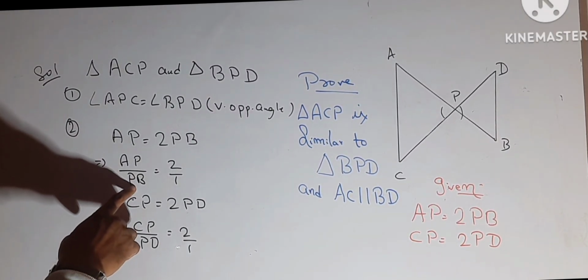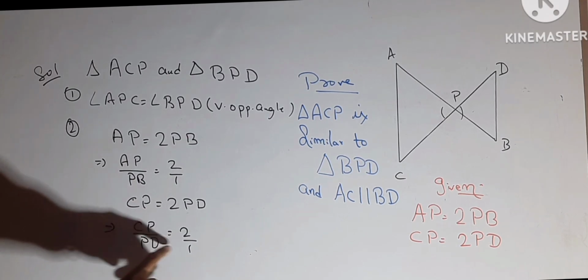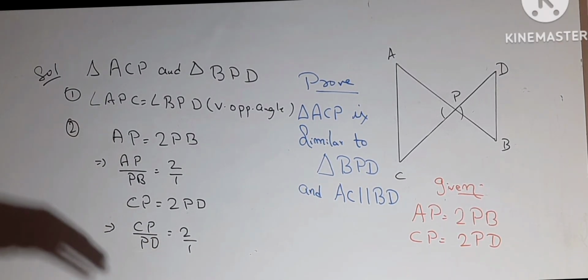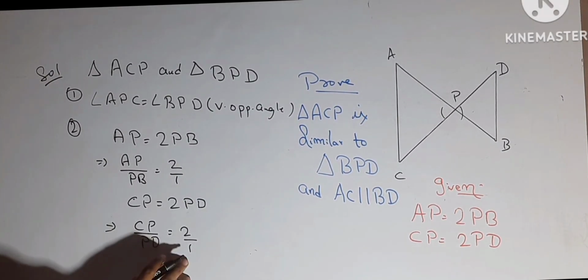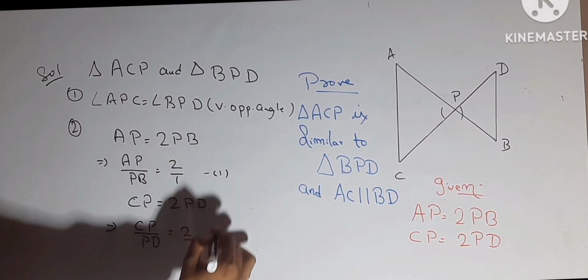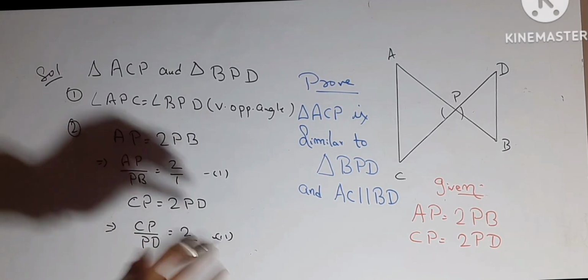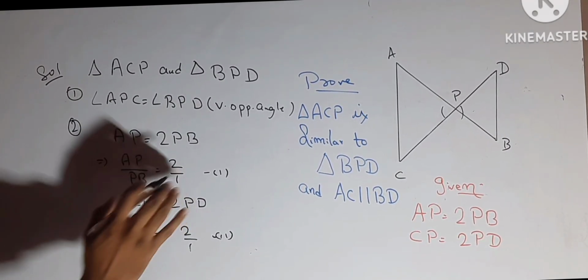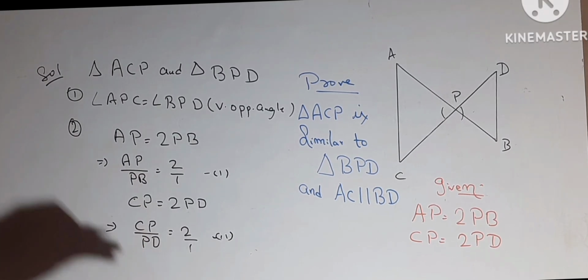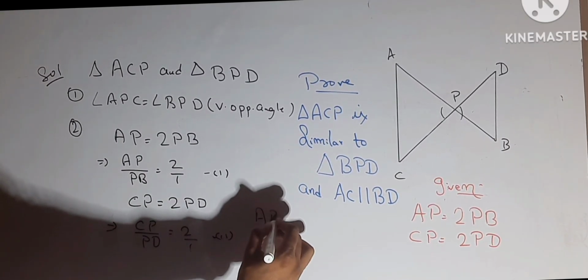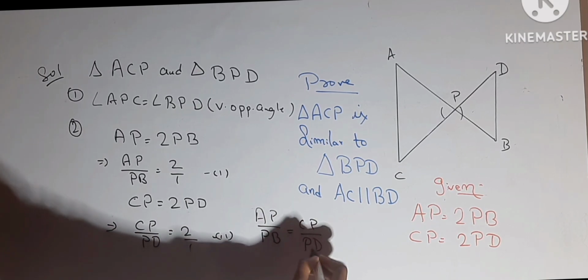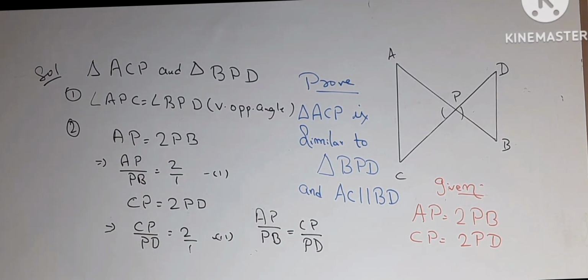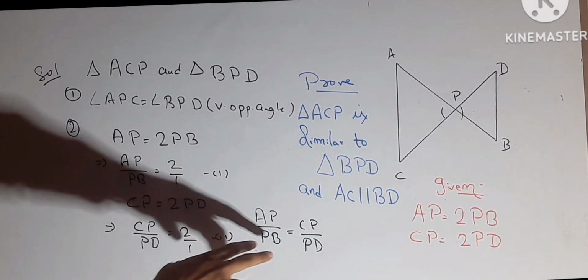The value of this one is 2 by 1, and the value of this one is also 2 by 1, so both are the same. We can substitute equation number 1 into equation number 2, because the complete value of this is 2 and the complete value of this is 2. So we can write AP by PB is equal to CP by PD, because both the values are 2.